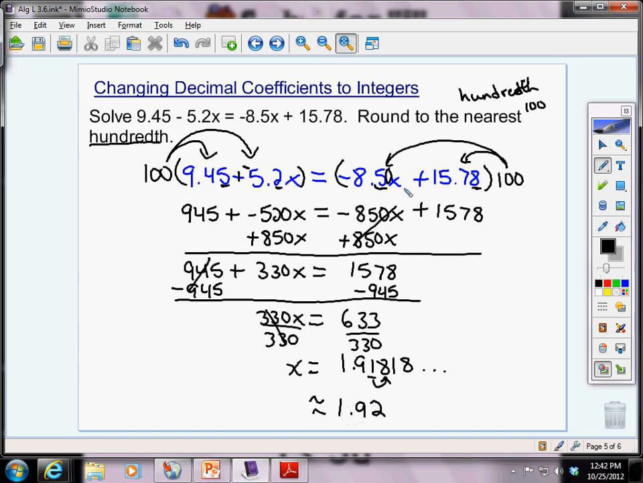Again, if you would have just solved the original equation, ladies and gentlemen, you would have come up with the same answer. But it's a little bit easier sometimes not having to deal with decimal coefficients.